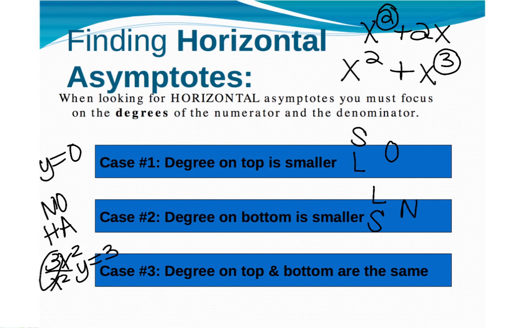We have listener. And the degree on top and bottom are the same. We have south side of Chicago. So slow, listener, south side, Chicago. That's going to help you remember. As silly as it seems, you have small over large is 0, large over small is none, and same is going to be looking at the coefficients.